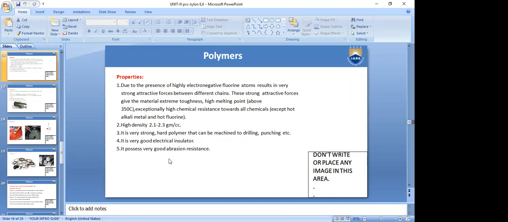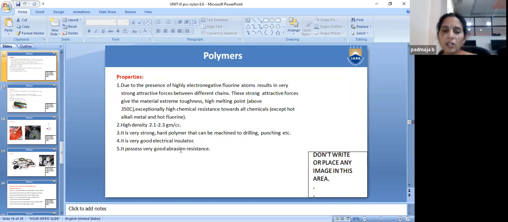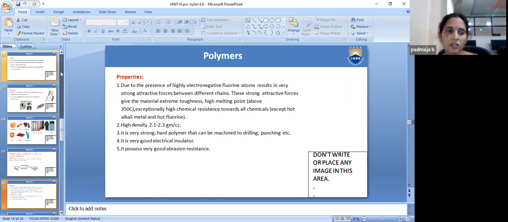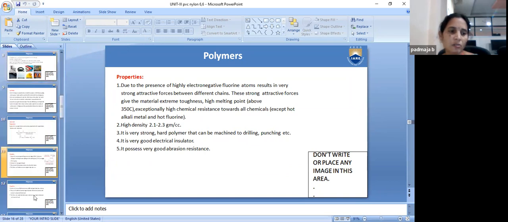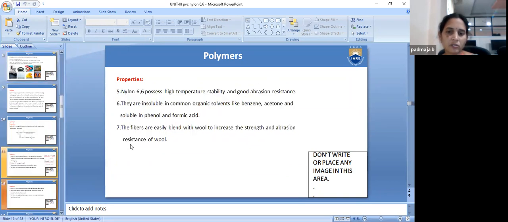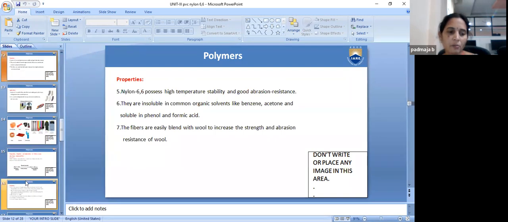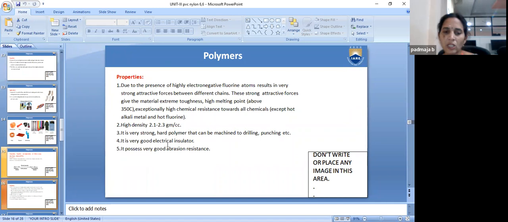It possesses very good abrasion resistance. Nylon 66 also has good abrasion resistance, whereas Teflon is also having good abrasion resistance. Good electrical insulator. Strong hard polymer. High density. High melting point. So these are the properties of Teflon.